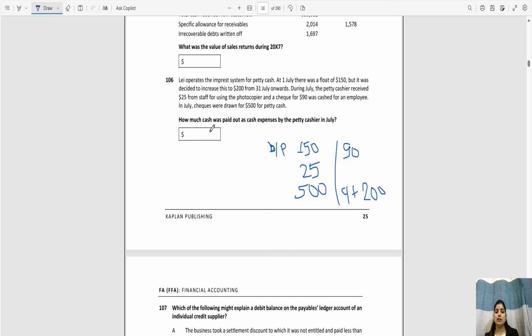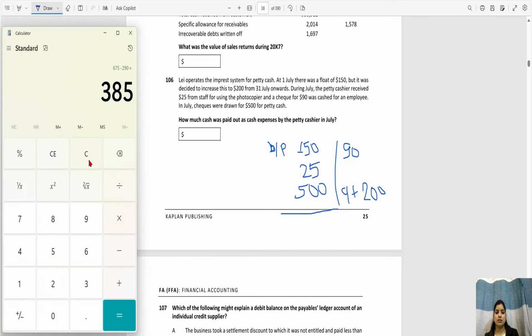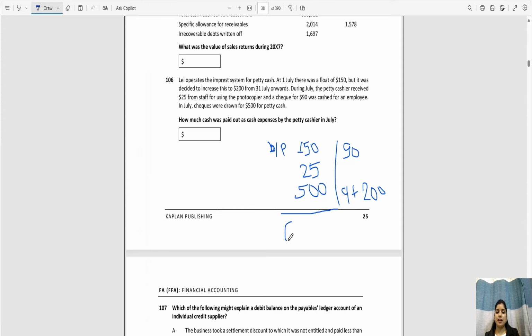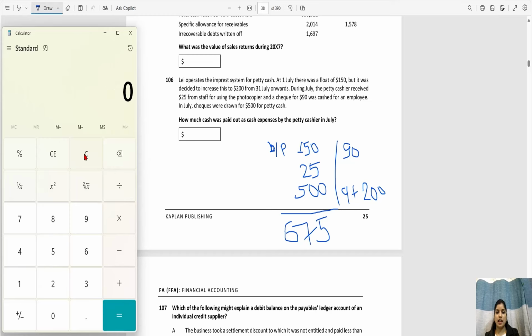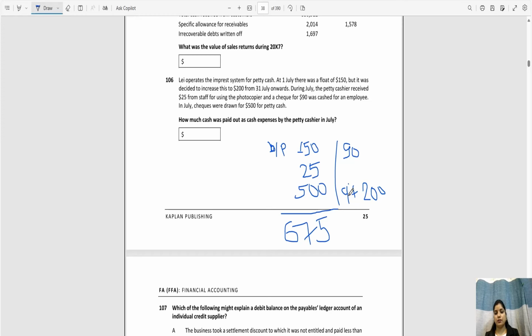How much cash was paid out as an expense by the petty cashier in July? Let's open the calculator. It's 150 plus 25 plus 500, so it's 675 in total on the debit side. And on the credit side, how much balance are we having? It's the carry forward of 200 plus 90.